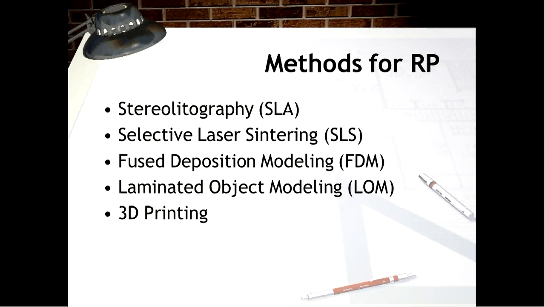Okay, then we will see the methods of rapid prototyping. Actually, there are many methods, five to six, but these methods are mostly useful, and we are using them day to day on the basis of application, cost, and strength. First is stereolithography, second is selective laser sintering, third is fused deposition modeling, fourth is laminated object manufacturing, fifth is 3D printing, and sixth is, I think, EBM. Okay, first we will see stereolithography.